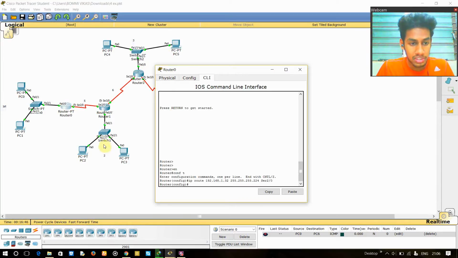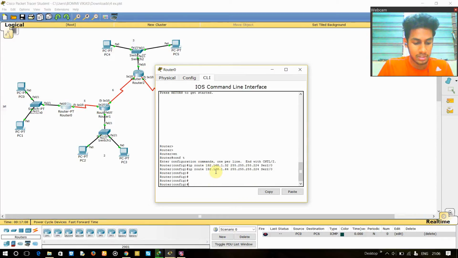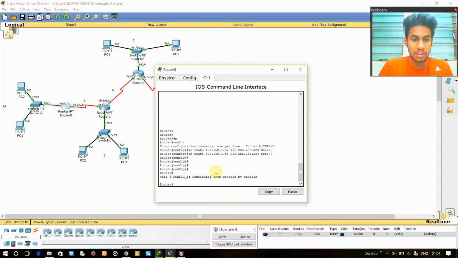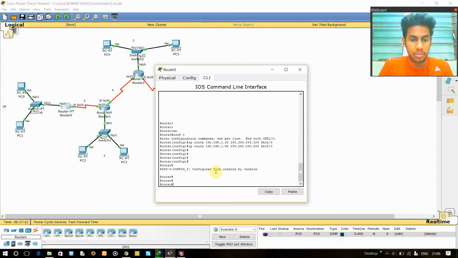So now the information of LAN 2 is being fed into router 1, telling it that LAN 2 is present on the serial 2/0 side. Similarly, we give the same command for all the other networks, and then we exit.